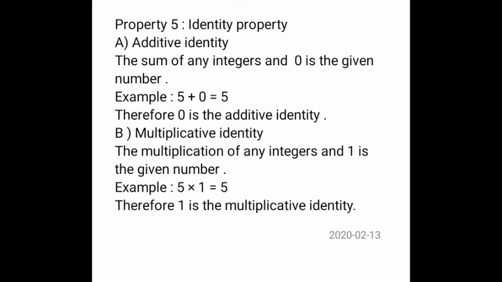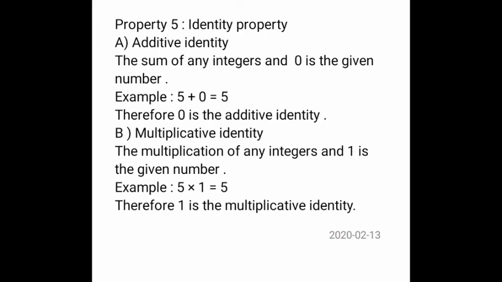Next we discuss the identity property. There are two identities: one is the additive identity and two is the multiplicative identity. The additive identity states that the sum of any integer and 0 is the given number. For example, 5 plus 0 equals 5. Therefore 0 is the additive identity. The sum of any integer and 0 is equal to the given number. Therefore 0 is the additive identity.